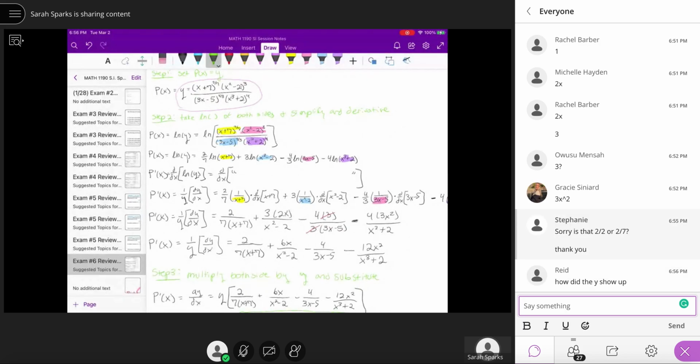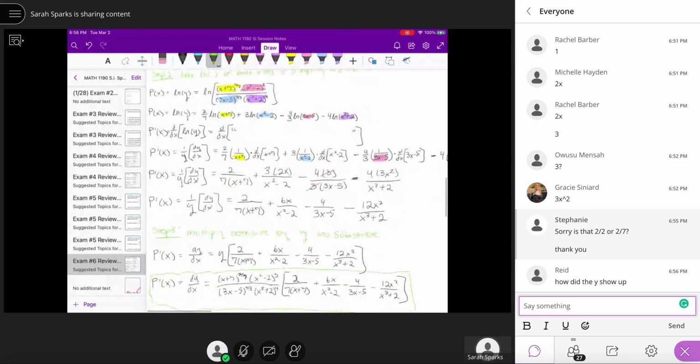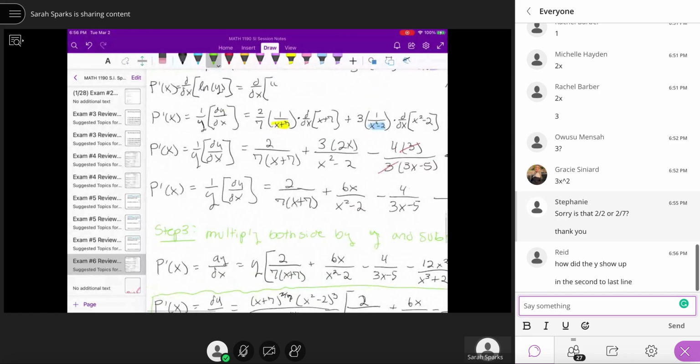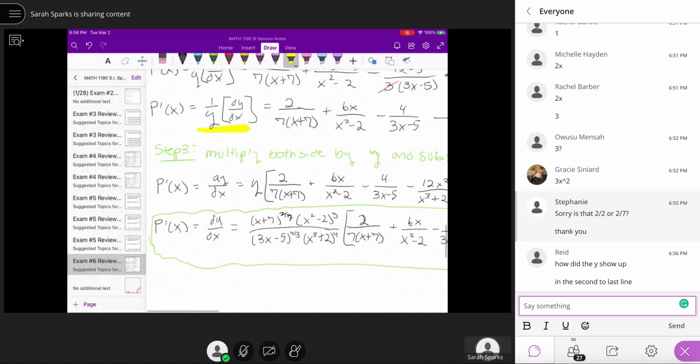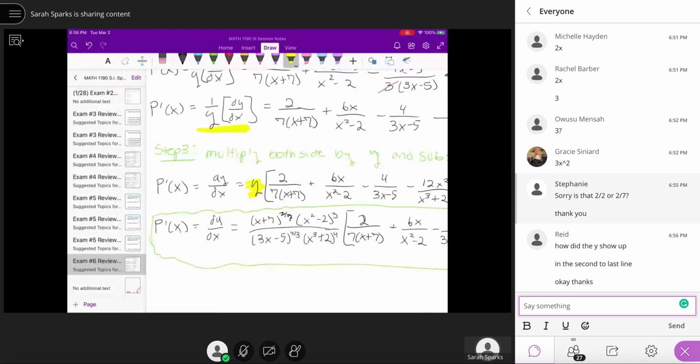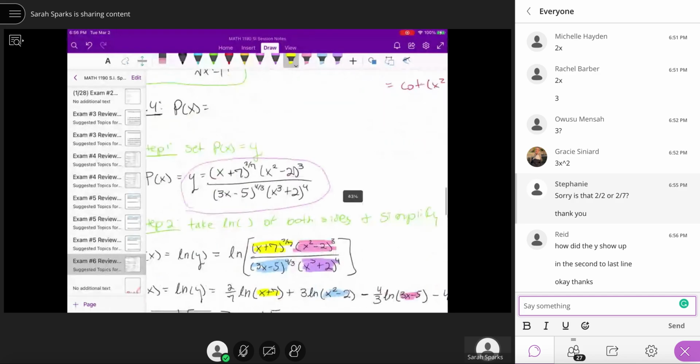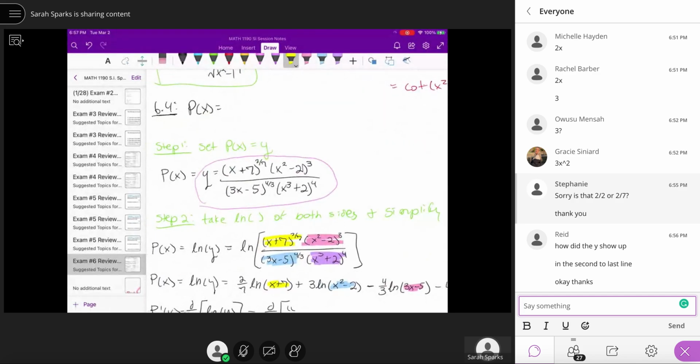How did the y show up? So when we took the derivative right here of this natural log of y, we had that 1 over y. We multiplied y to both sides to get rid of that y near the dy dx, and we got that y right there. We just multiplied both sides of the equation by y, and then replaced y because we said up here that y is equal to p of x.